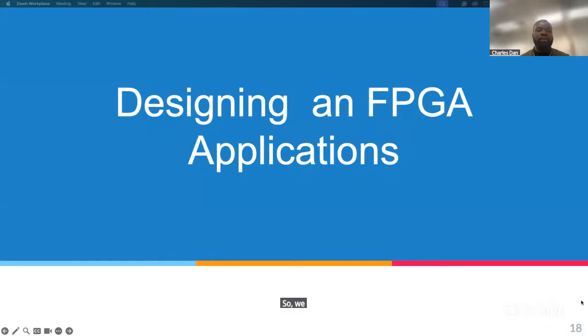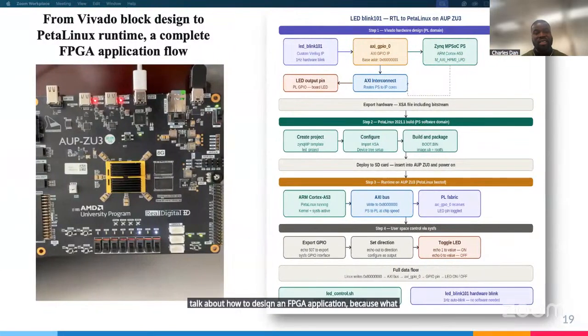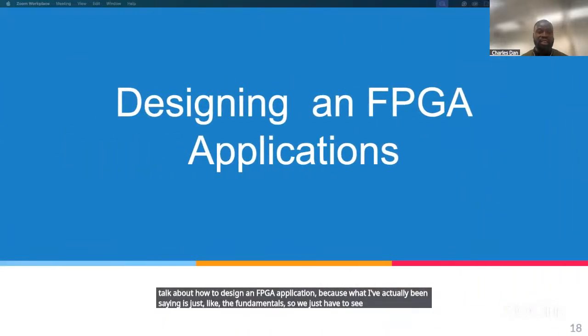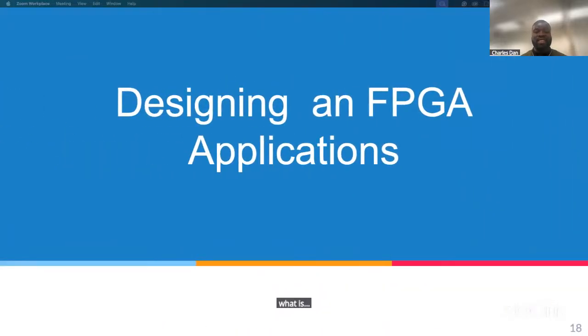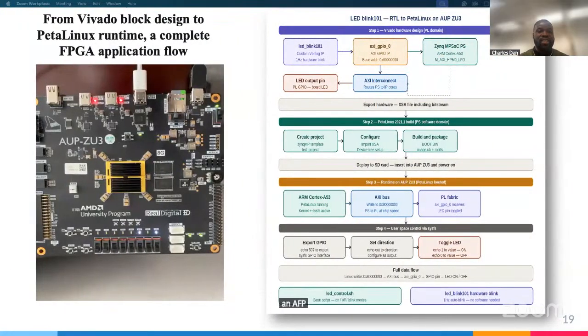So we move forward to talk about how to design an FPGA application, because what I've been saying is just the fundamentals. So we just have to see what it actually does. So we see the beauty of an FPGA.